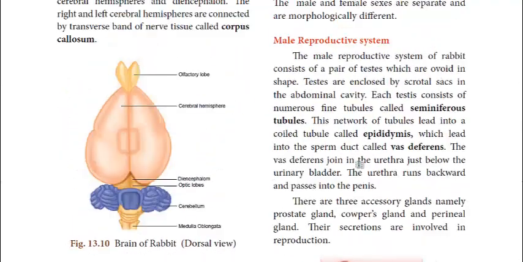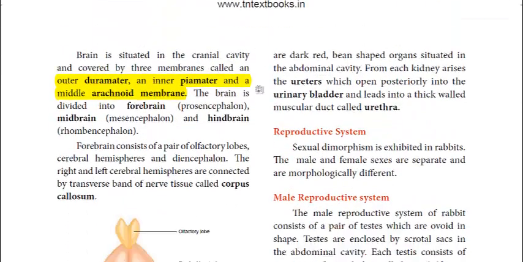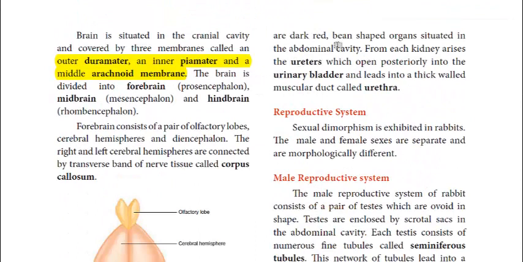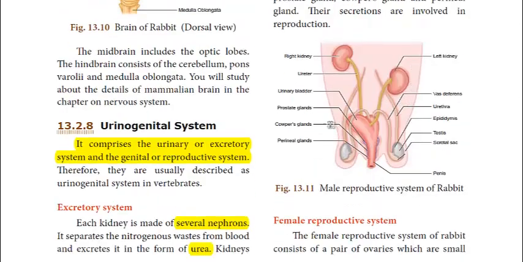Now we will see. Yes, they are dark red bean-shaped organs situated in the abdominal cavity. Where is the kidney present? In the abdominal cavity. From each kidney arise ureters, which open posteriorly into the urinary bladder, which leads into a thick-walled muscular duct called urethra. You can see this picture here.